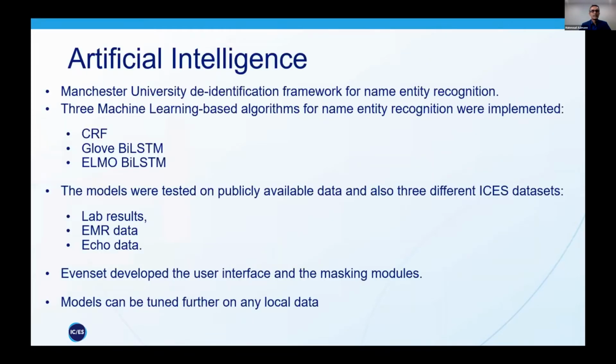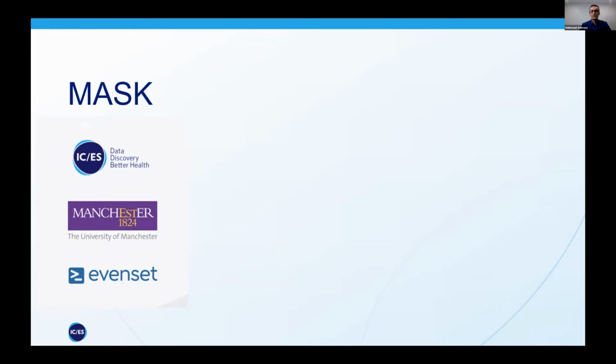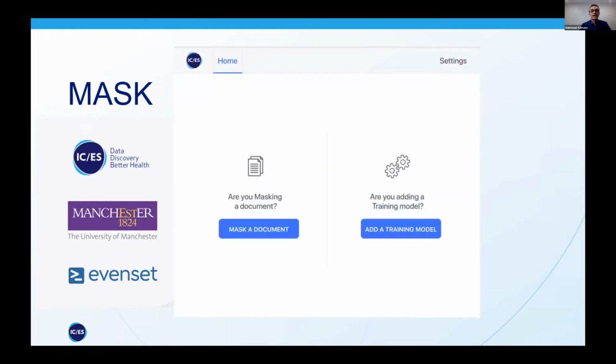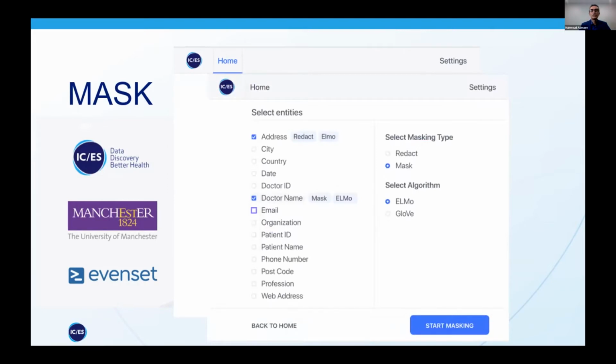So in this slide, you can see a few screenshots of the actual interface of the application. When you run the application, it asks you, would you like to mask a document or data, or do you want to actually train or add a training model? And then it asks you what are the data elements or entities that you would like to mask in this data, and also what are the models for each of these entities that you would like to apply.